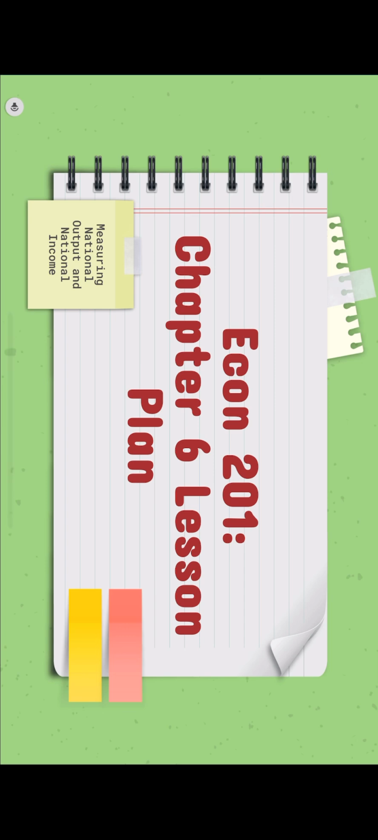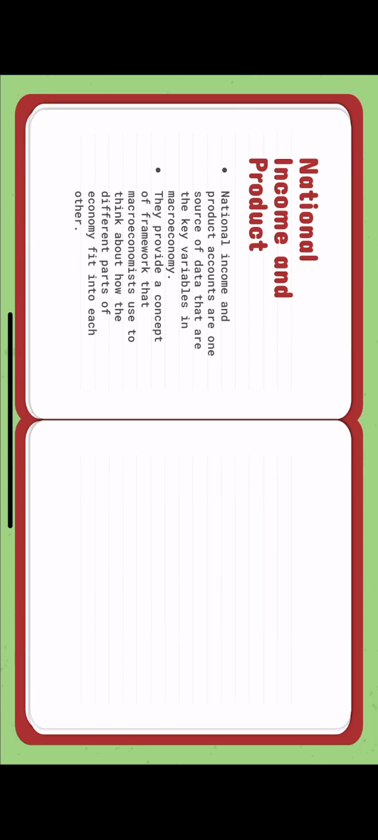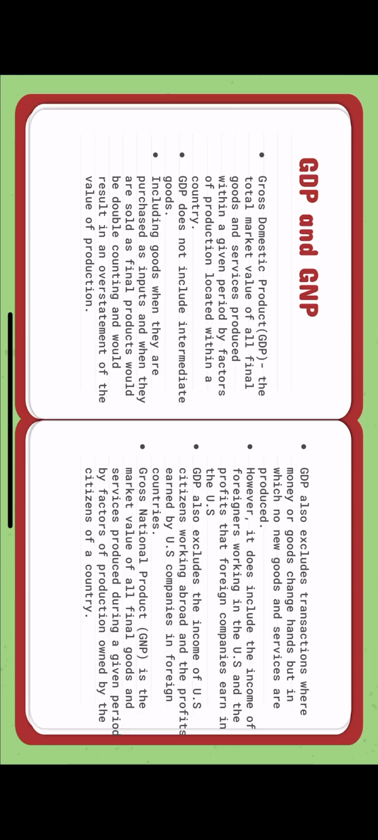Today we will be discussing Chapter 6, Measuring National Output and National Income. National Income and Product. National income and product accounts are one source of data on the key variables in the macroeconomy. They provide a conceptual framework that macroeconomists use to think about how the different parts of the economy fit into each other. GDP and GNP.